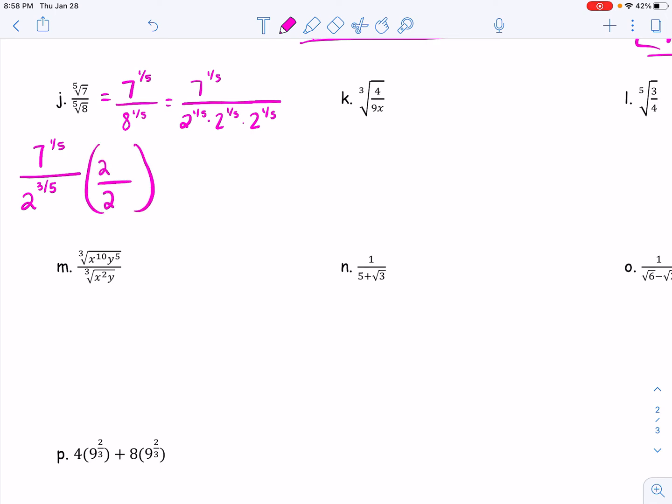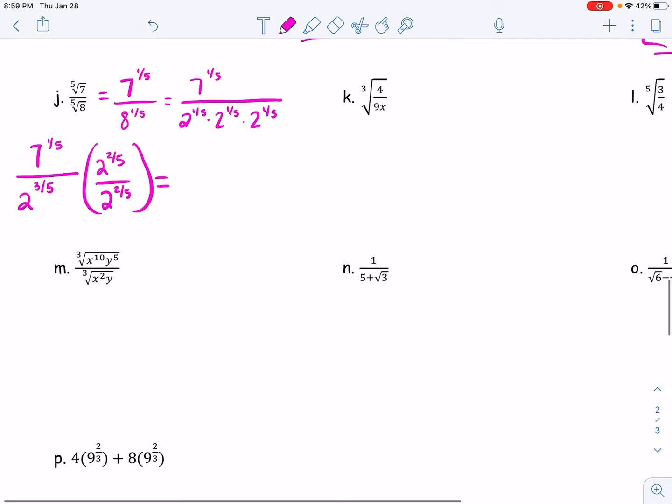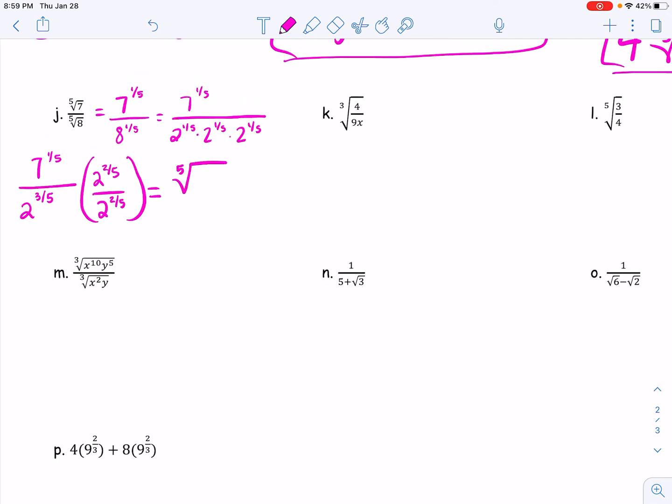Raising it to what power? What is going to make that a whole number? What can I add to 3 over 5 to make a whole number? 2 over 5. Which means now I have the 5th root, because they're both dividing by 5, of 7 to the first power times 2 to the second power over 2. Well, that's just the 5th root of 28 over 2.